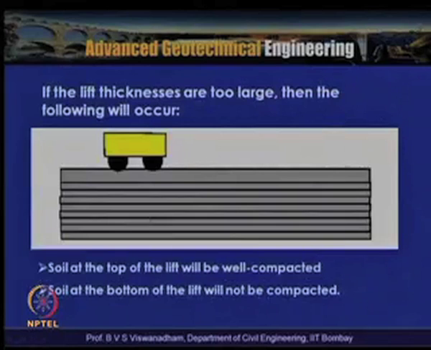As I said, the soil is compacted in different lifts, and if the lift thicknesses are too large, then the following can occur. Soil at the top of the lift will be well compacted, and soil at the bottom of the lift will not be compacted at all. So if I have a lift thickness of, say, more than half a meter, then soil at the top of the lift appears to be compacted, and that can give misleading results. Overall, when we have a number of layers compacted like that, this can lead to distress, affecting the performance and serviceability of the structure being used for a particular application.